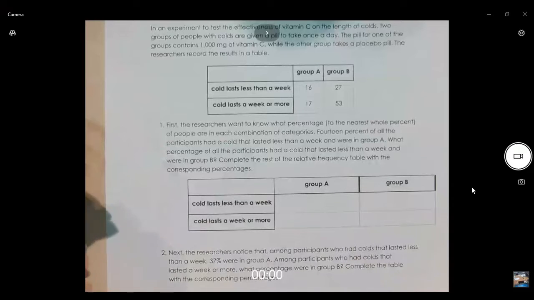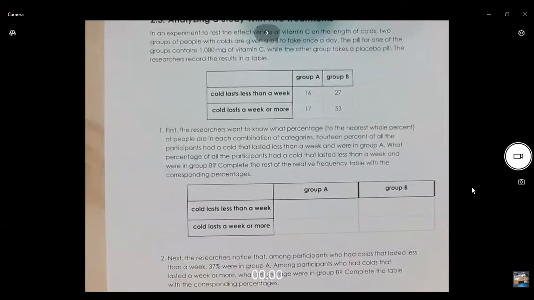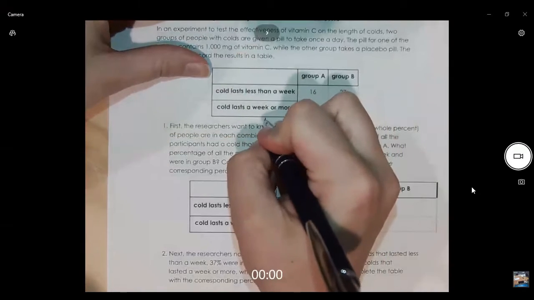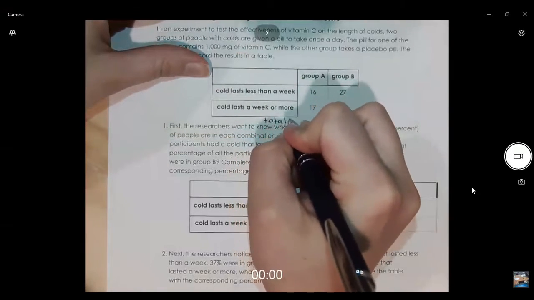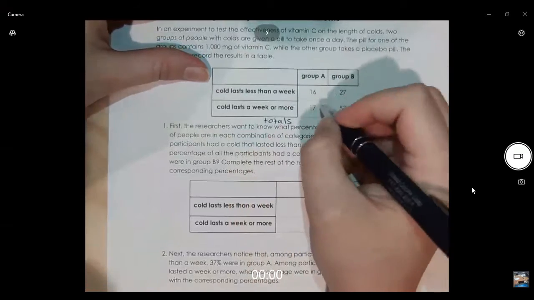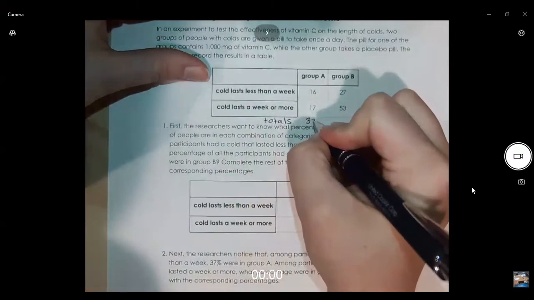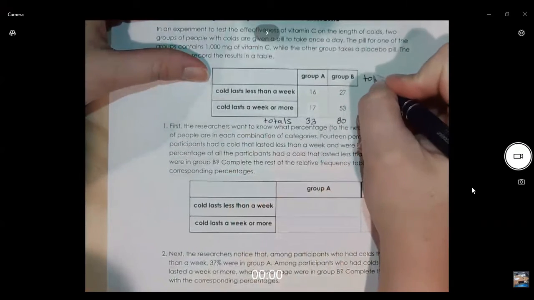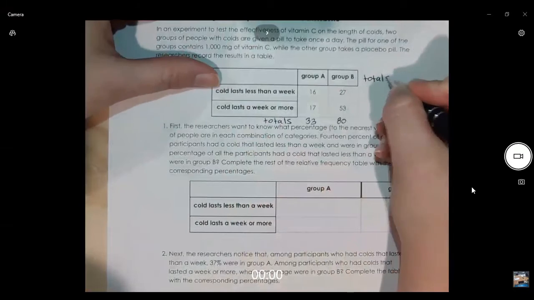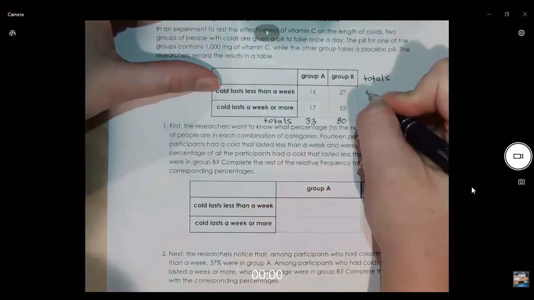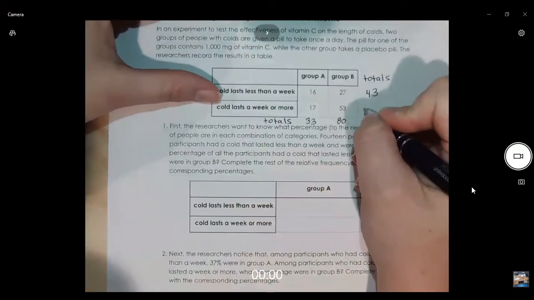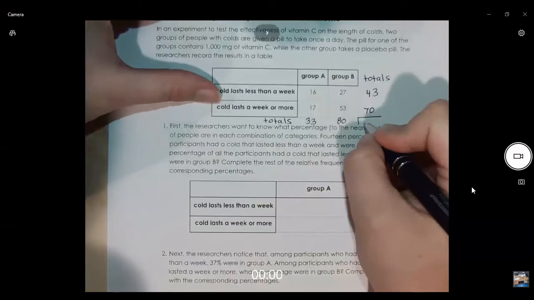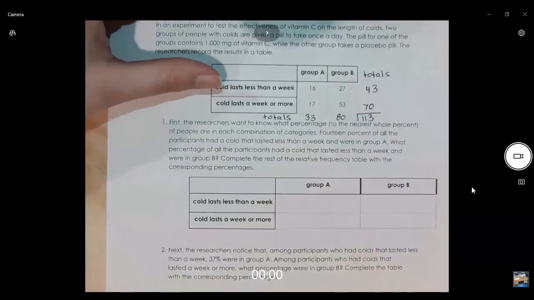So a couple things I want to do before we start. I'm going to need some of the totals here. So if you notice, the totals are not given in this two-way table. So I want to first go ahead and calculate those totals. So how many were in group A? I would add those two numbers together. I get 33. Group B is 80. And then totals going this way as well. So cold that lasted less than a week is 43, more than a week is 70. And so then in total, if I add this way, I get 113 people.